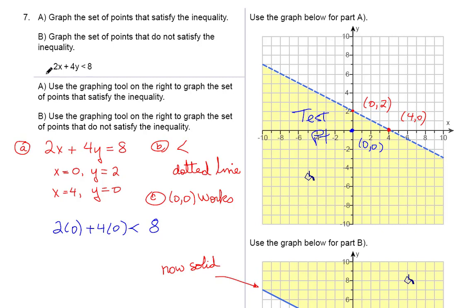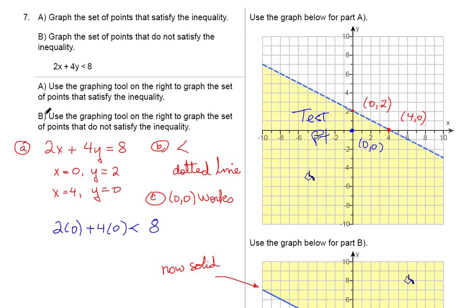And what else? So I'm going to graph my line. It's dotted. Set x and y to 0. So if x is 0, y is 2. If y is 0, x is 4. So here are my two dots. It is a dotted line, sorry. I pick my test point to see if it works or not. 0 is less than 8, so yes, it would be shading this side.